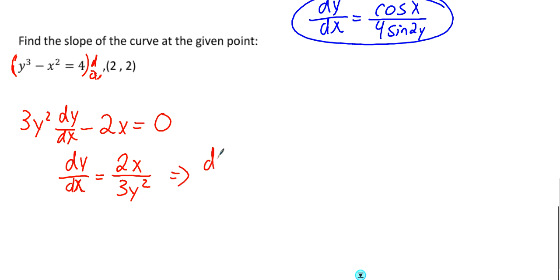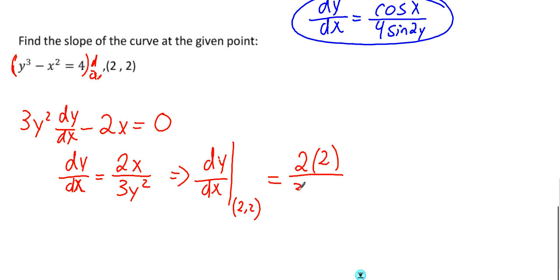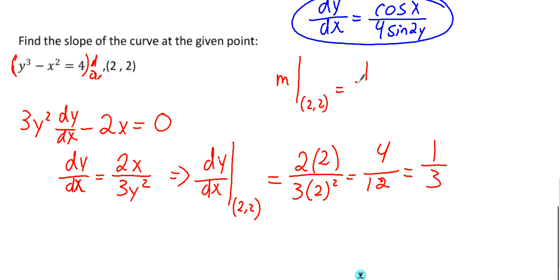Now we need to find dy over dx at 2, which means we plug in 2 for x and 2 for y. So 2 times 2 over 3 times 2 squared, which is 4 over 4 times 3, which is 12, which is 1/3. So my slope, m, at 2, is 1/3.